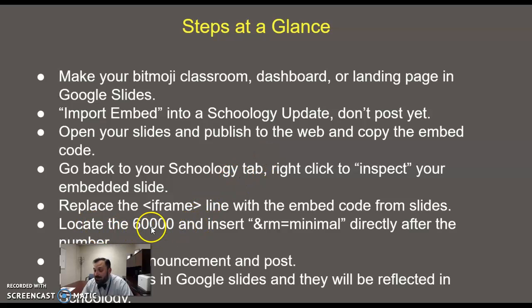We're going to locate that 6,000 in there. It said 6,000 followed by some quotes. And we're going to insert ampersand RM equals minimal directly after it. We're going to click off of it. We're going to make that whole thing an announcement by clicking the bell. We're going to post it to our Schoology page, and it's going to show up at the top of our class. Any changes we want to make in Google Slides, we simply go back to Schoology and refresh, and those will be made.